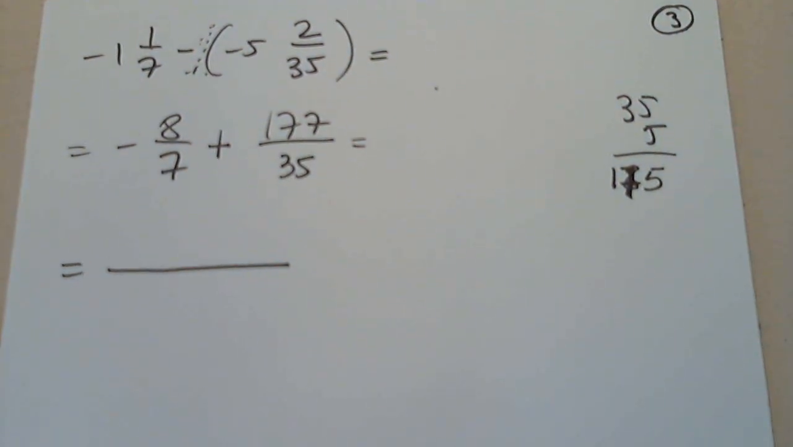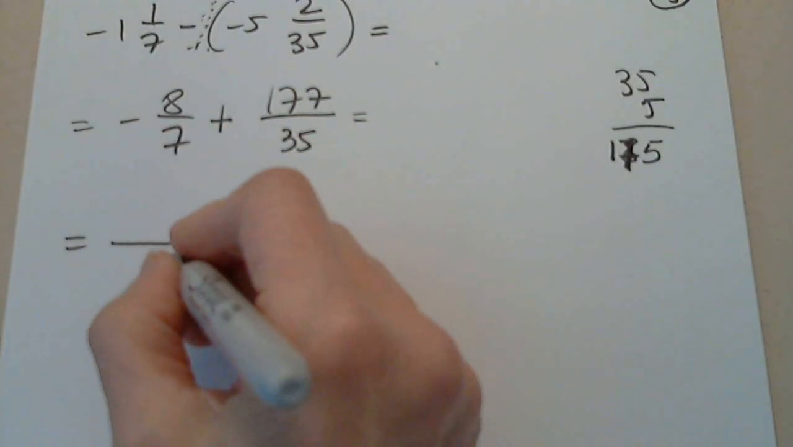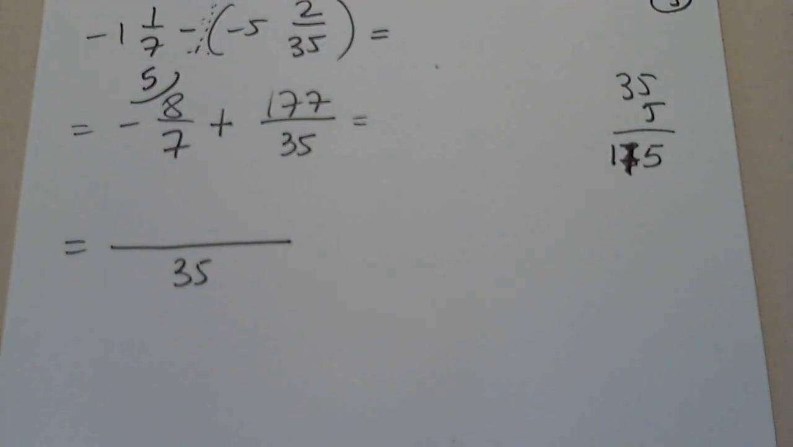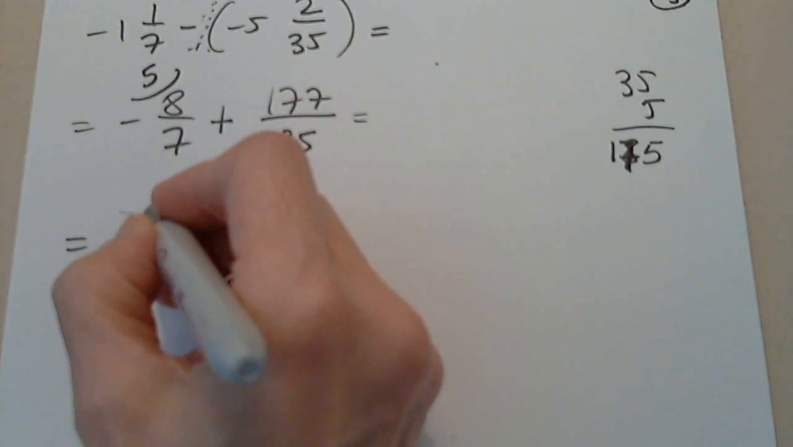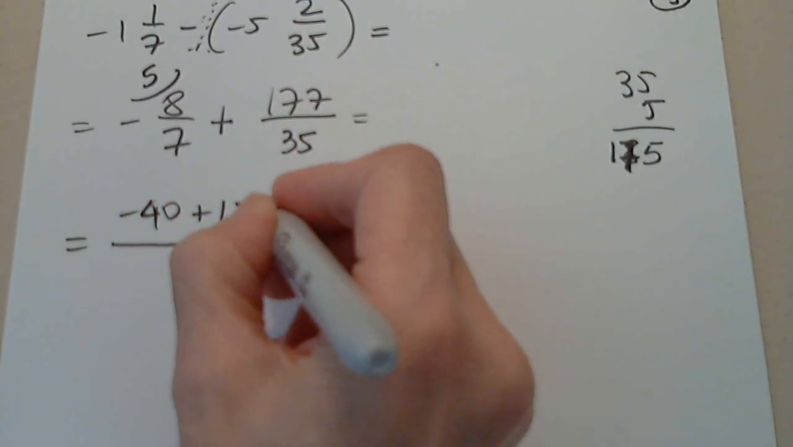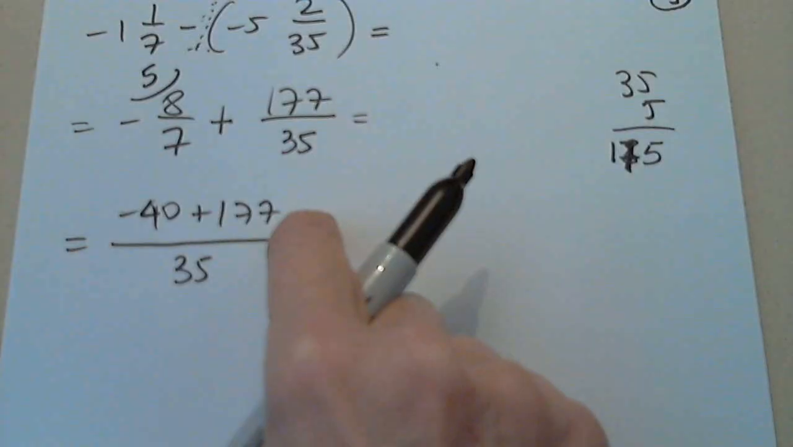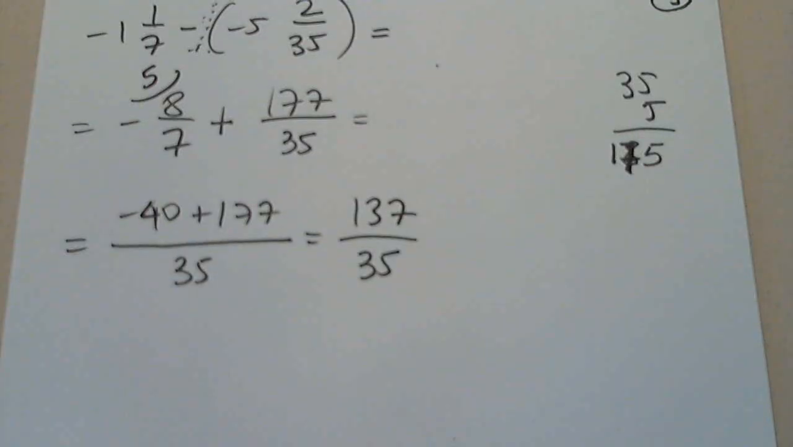What is the least common denominator? 35. Perfect. So then this needs a 5. 7 times 5 is 35. So this is -40 plus 177. -40 plus 177 will be a positive number, meaning 177 minus 40, which is 137 divided by 35.